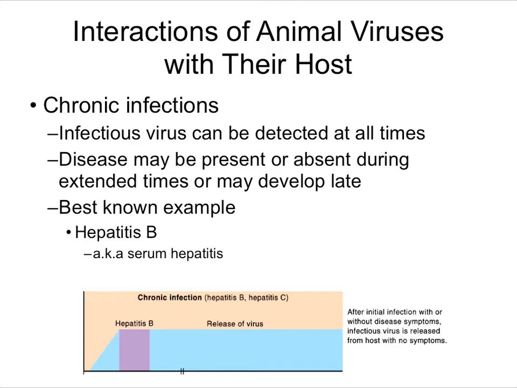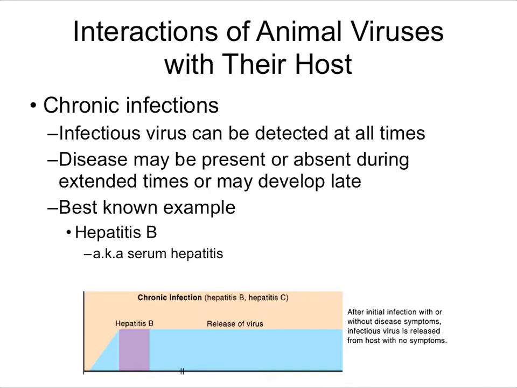The second type is chronic infections. With a chronic infection, the virus is constantly present in the body, actively being produced. As opposed to latent infections: if you were infected with chickenpox as a kid, and I was to look at your blood right now, I would probably not be able to find any chickenpox virus present in your blood. All right? It doesn't produce the virus until it reactivates.